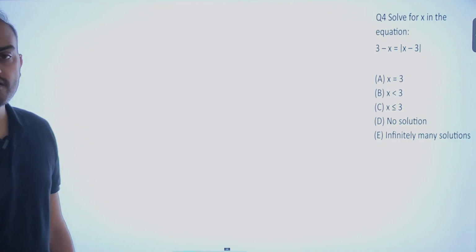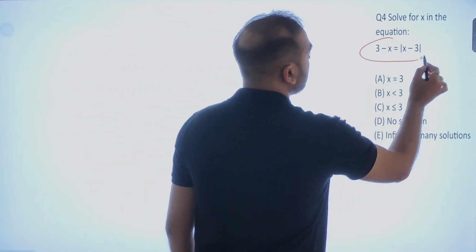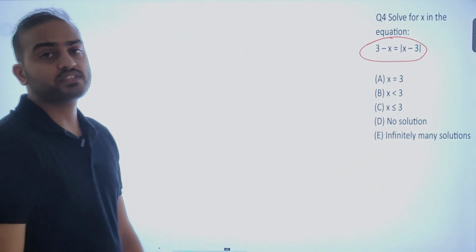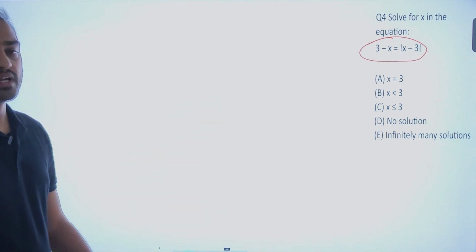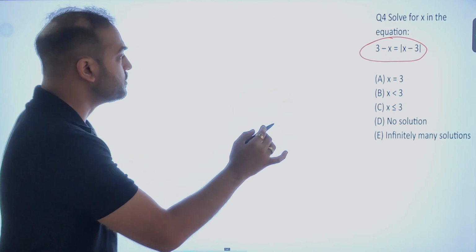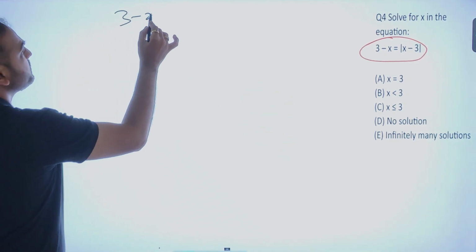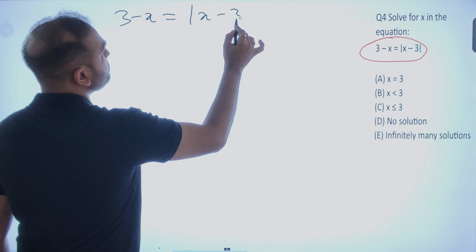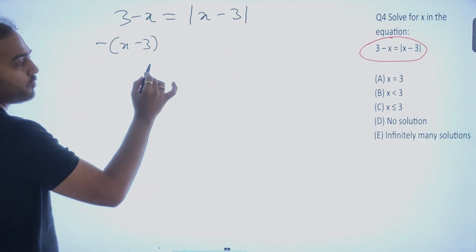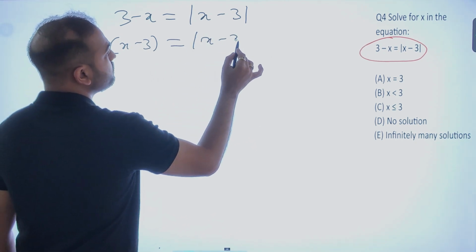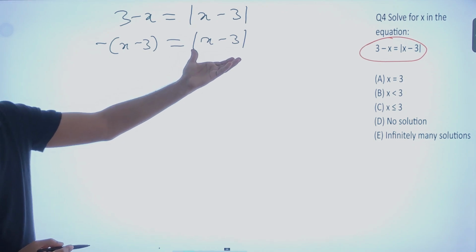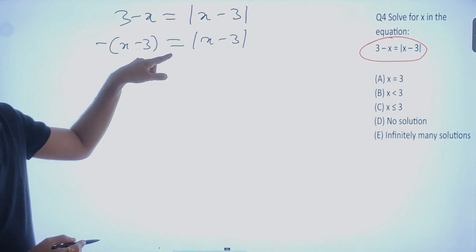Alright, if you read this question, again you will see that we have a single modulus. So obviously we'll go for method number 1, but again don't rush, hold your horses. If you just observe, we have 3 minus x as mod x minus 3. If you simply take the minus sign common, you will realize minus x minus 3 is equal to mod x minus 3. If you see, the values are same.